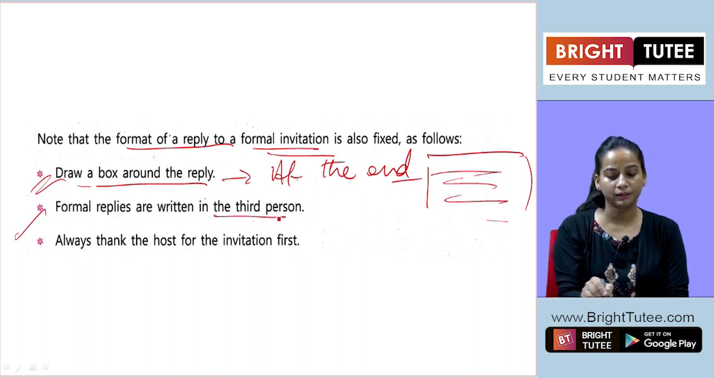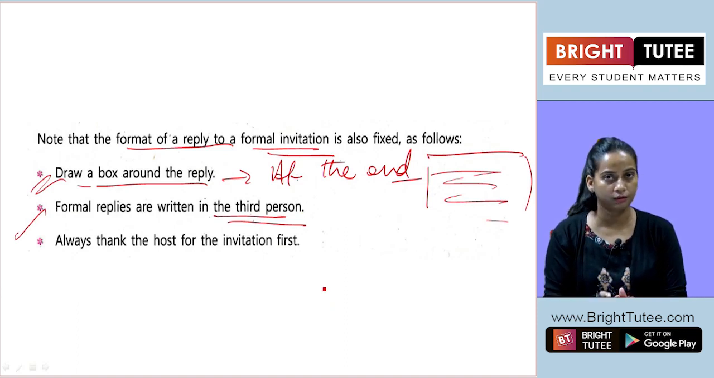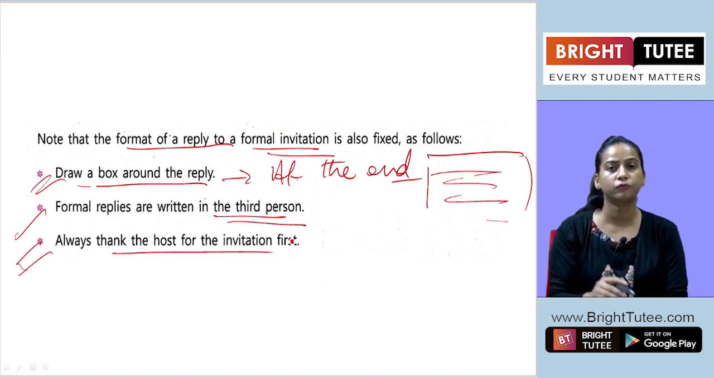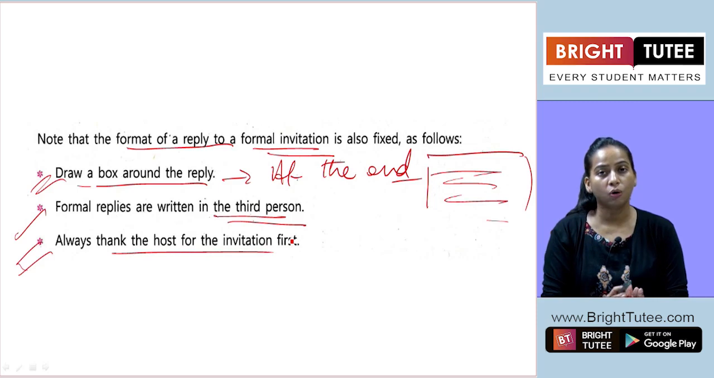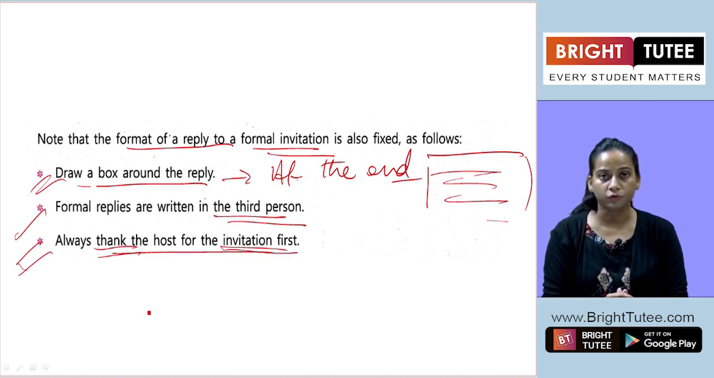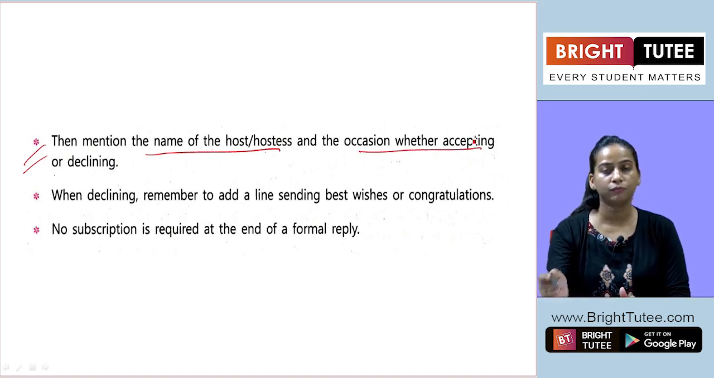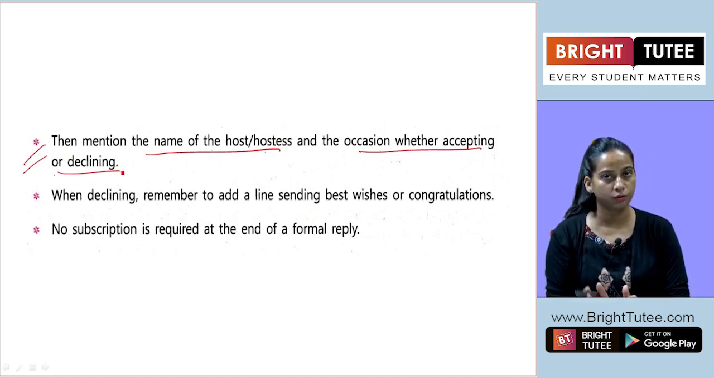Formal replies are written in the third person. That also we have seen, that always the reply that you are going to give for an invitation must be written in the third person. Always thank the host for the invitation first. In the beginning, when you are going to accept or refuse, you have to start by thanking the host for their invitation, and then you will proceed whether you are going to accept or you are not able to attend. Clear? Then mention the name of the host or the hostess and the occasion, whether accepting or declining.